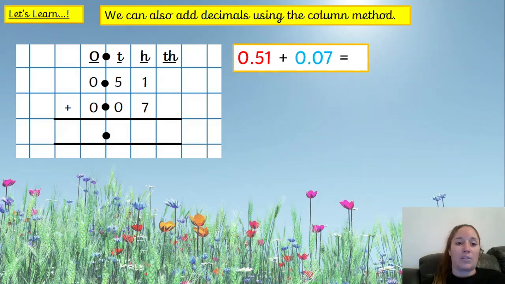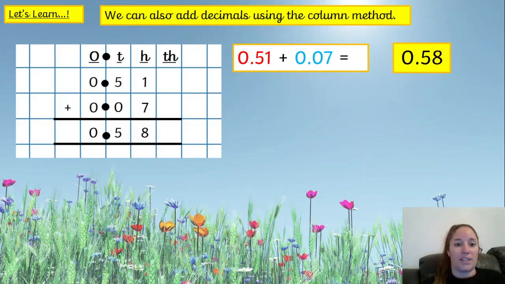So now we can add them up. So we've got 1 plus 7 is 8, 5 plus 0 is 5, and 0 plus 0 is 0, so 0.58. Don't forget, we always start the column on the right hand side. We never start adding over this side, in case we need to carry over.